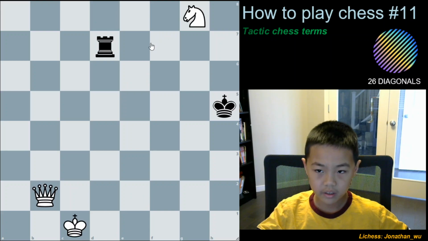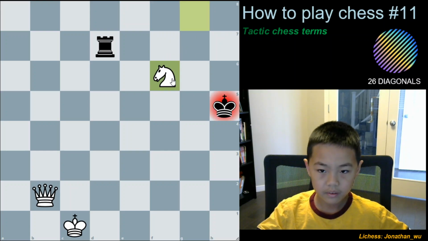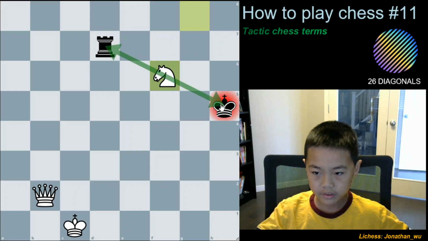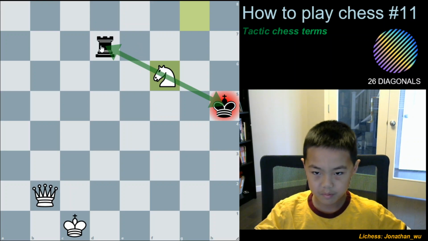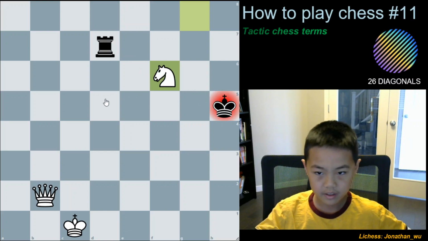So this is called the fork, and you have two ways of forking. Forking is basically when you attack two pieces at once, and they cannot save both of them, like this. These two pieces are attacked, and you know that the king is the most important piece of the game, so you can't move your rook, so you have to move your king.